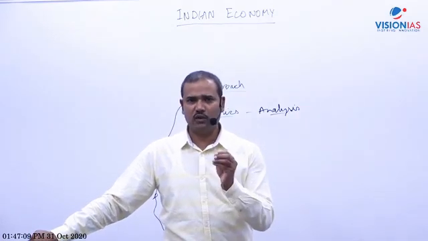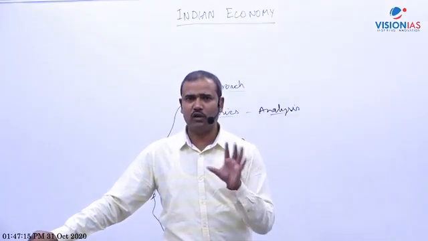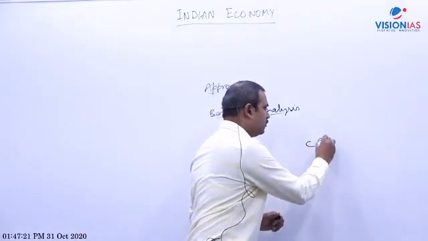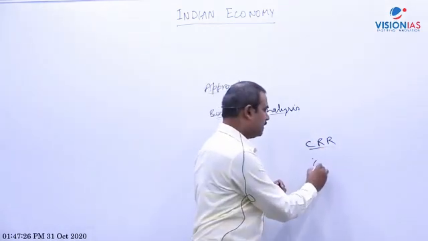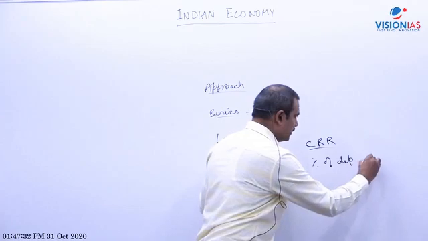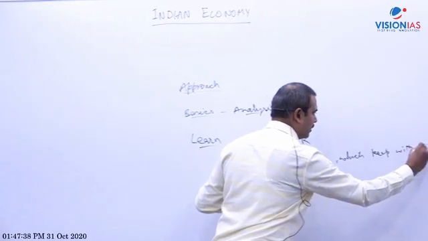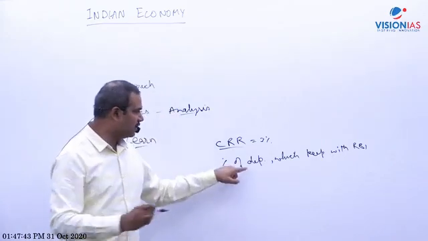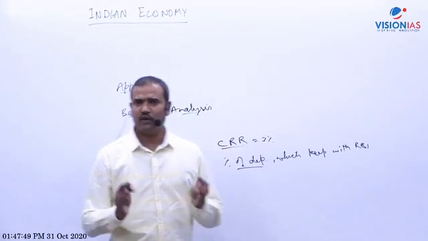So what is cash reserve ratio? It is the percentage of deposits which a bank has to keep with RBI in cash. Have you understood? I'll just give you this as an example of learning. If you deposit 100 rupees, CRR now is 3% for banks, so your bank has to keep 3 rupees with RBI in cash. That is CRR. Have you understood?